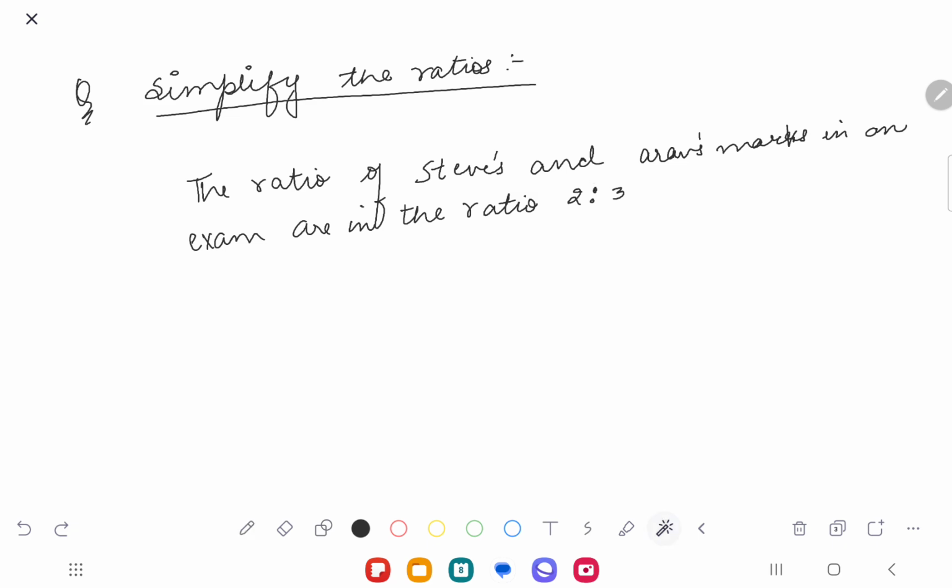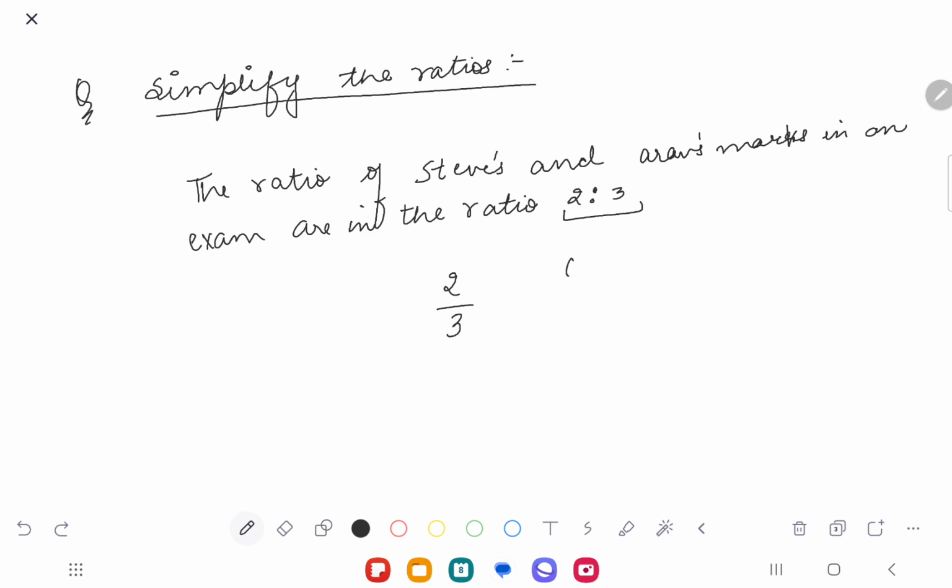What is the question saying? The question is saying that the ratio of Steve's marks and Arav's marks in an examination is 2 is to 3. Do you really think that Steve got 2 marks? No. Arav got 3 marks? No. These are just the ratio.